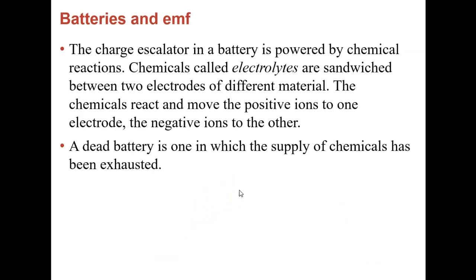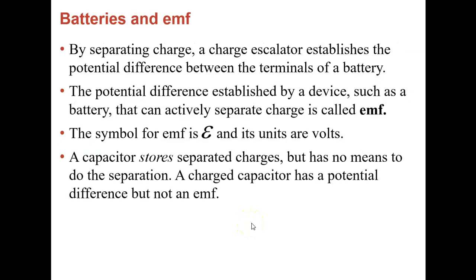So charge escalators in batteries are powered by chemical reactions involving electrolytes. The electrolytes are put in between the positive and negative material, and that chemical actually acts to move the charges. When the charge is exhausted, the battery is dead. A reusable battery can flip the charges around so that it can be used again. So by separating charge, the charge escalator establishes the potential difference between the terminals of the battery, which is what you need. No potential difference, no movement of charge.